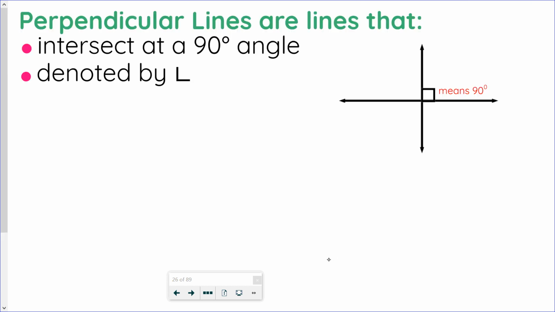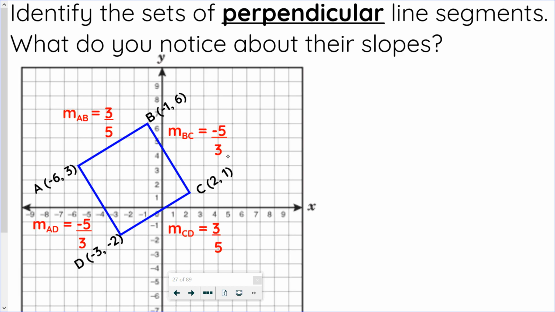Okay, let's look at perpendicular. Perpendicular lines are lines that intersect, and they intersect at a 90-degree angle. That little square means 90 degrees. We denote that with an L shape, just showing that it's perpendicular. Sometimes you'll see this with the little box in the side as well. So that means perpendicular.